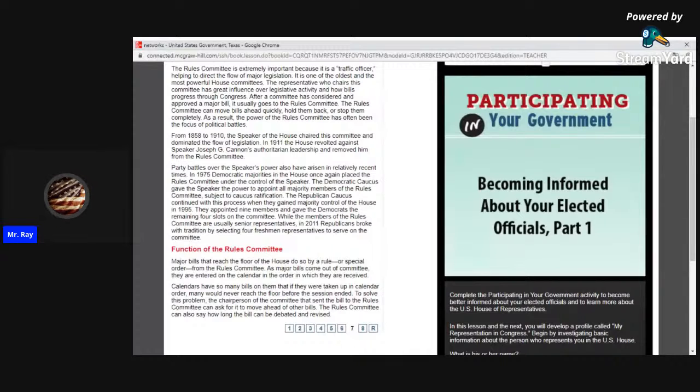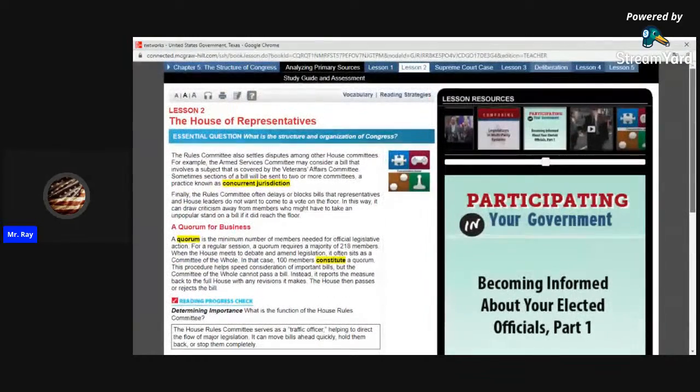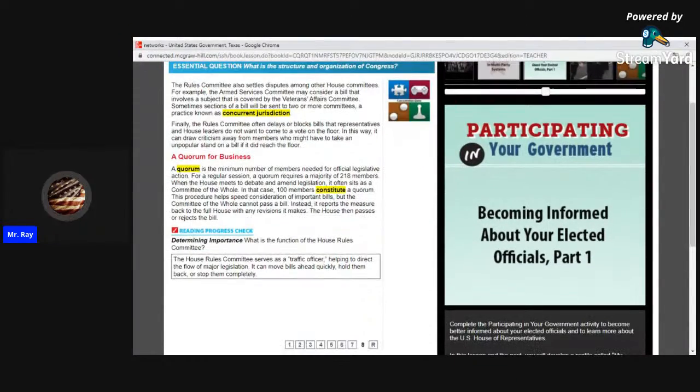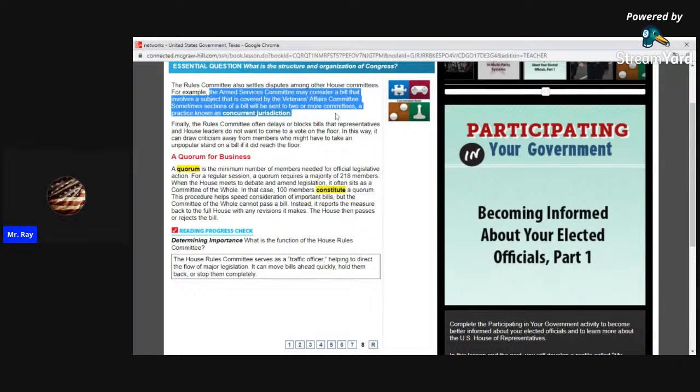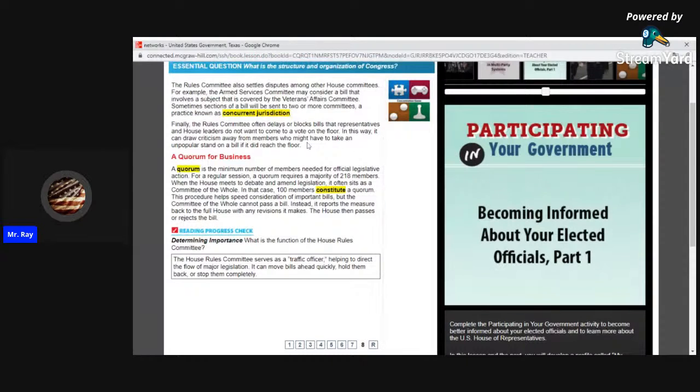Okay, maybe one committee has something in their bill that conflicts with another committee. So they will go there and try to assuage this and make it better. For example, the Armed Services Committee may consider a bill that involves a subject that is covered by the Veterans Affairs Committee. So sometimes sections of the bill will be sent to two or more committees, a practice known as concurrent jurisdiction. So the House Rules Committee will sit with both committees and say, hey, maybe you guys can work together on this or figure out some way to make this bill work for everybody.